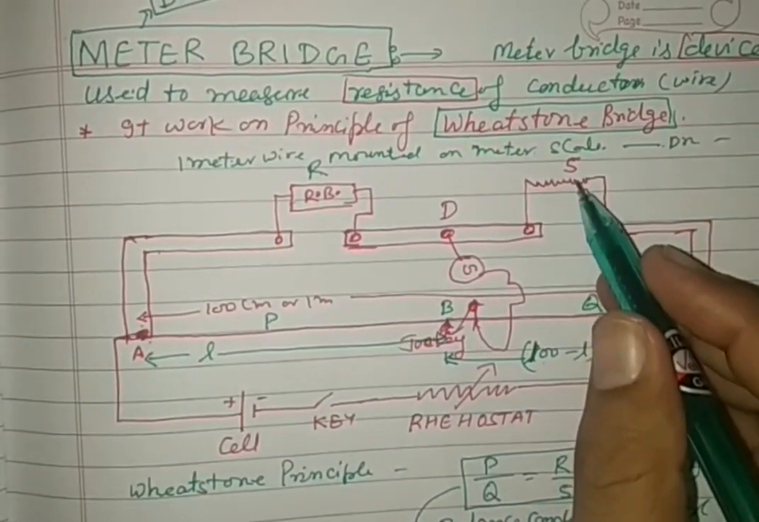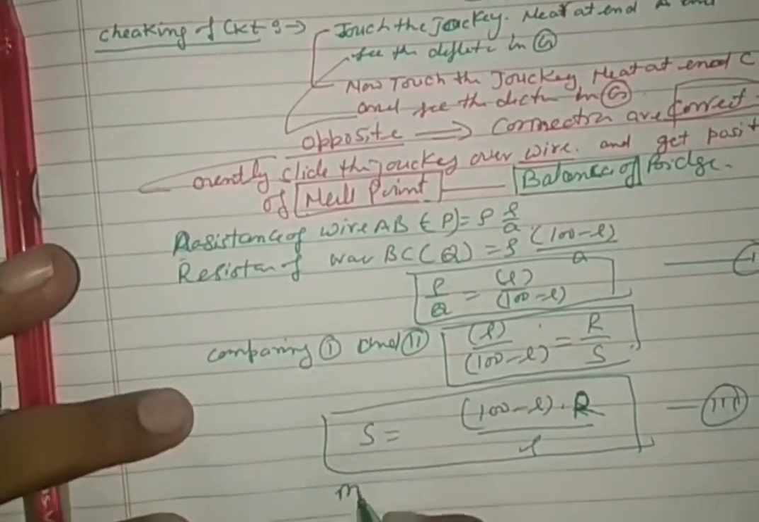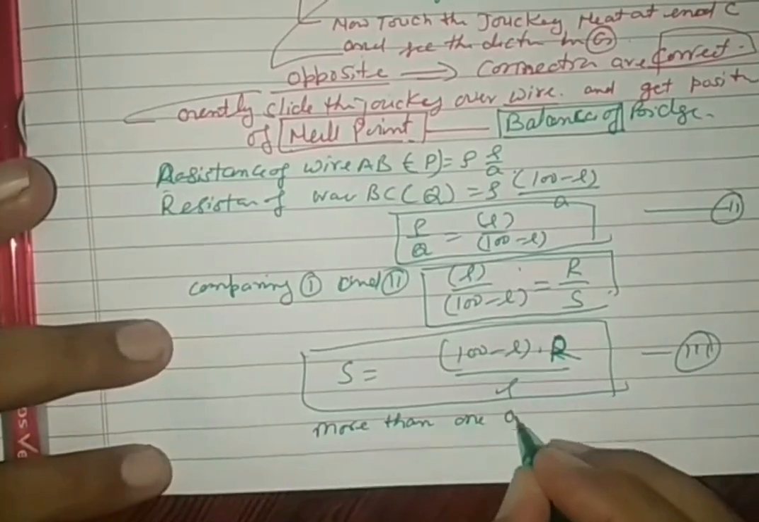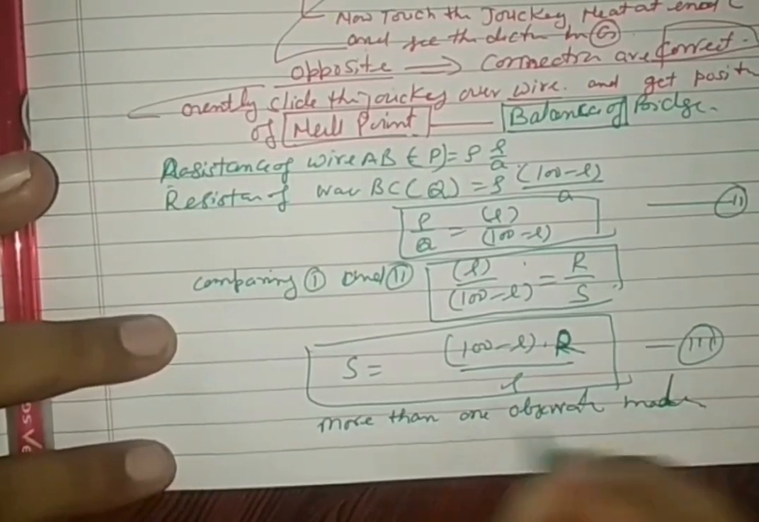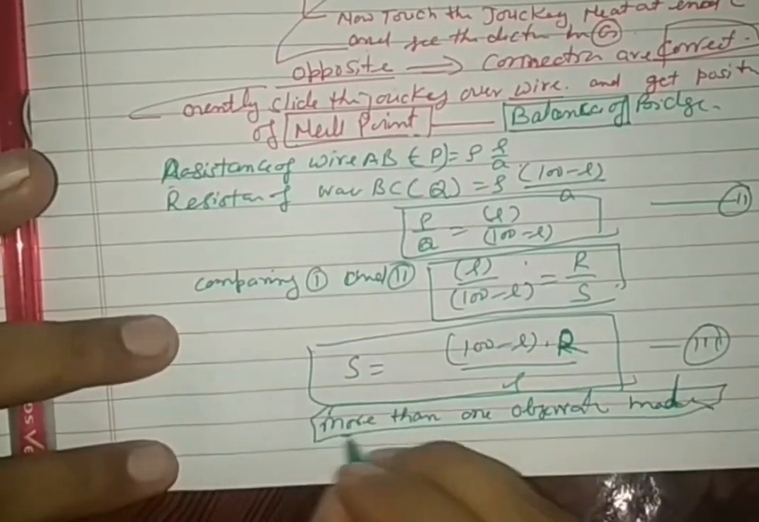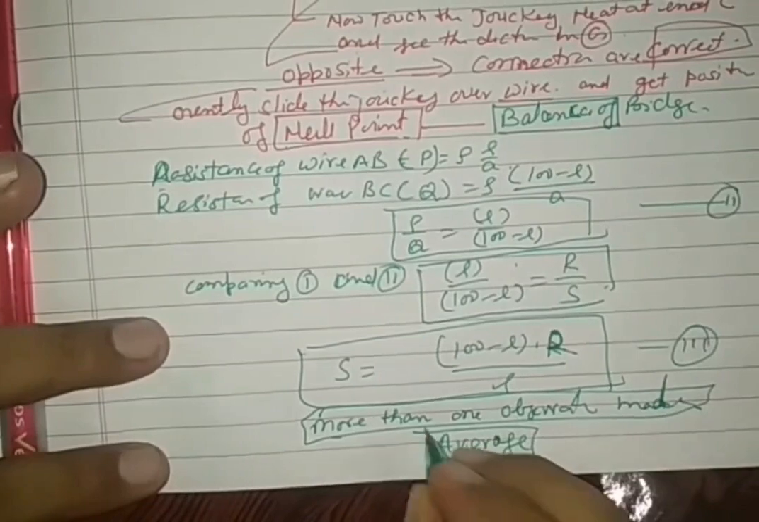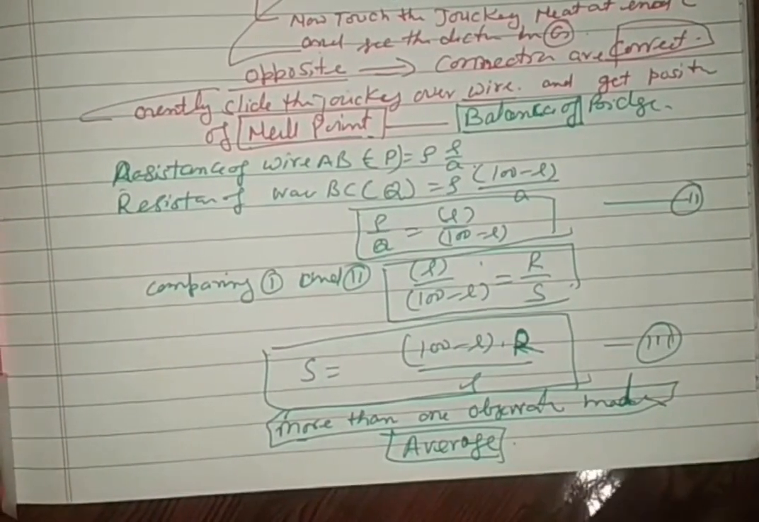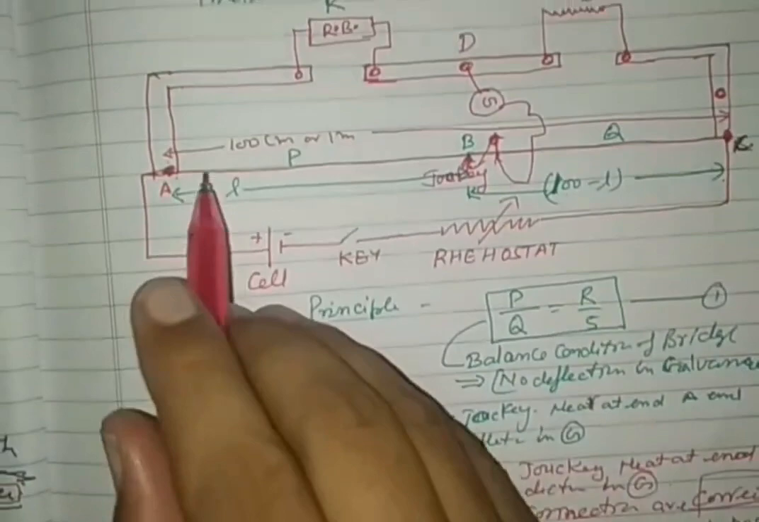More than one observation is made, and finally the average of the resistances is obtained, right? So while doing this experiment, certain precautions should be taken.